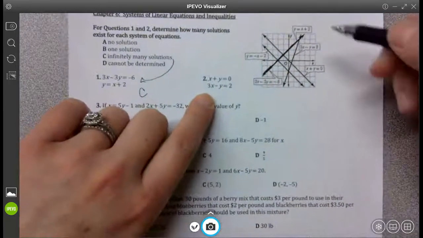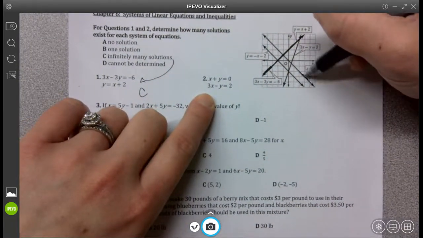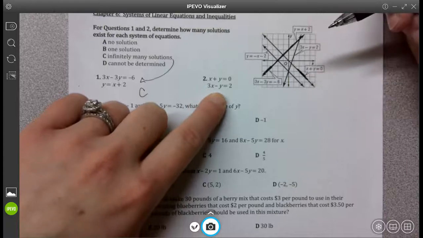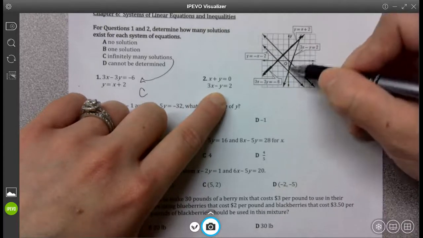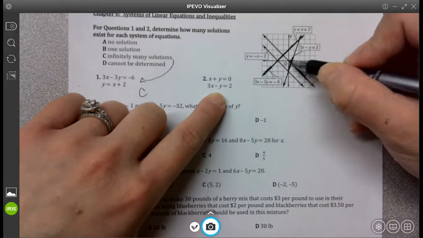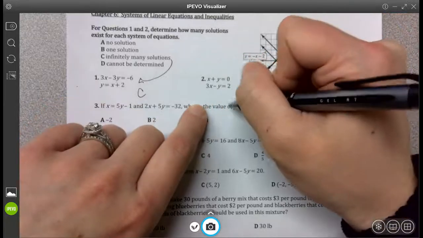And here we have x plus y equals 0. It's this line. And 3x minus y is 2. They'll intersect at one spot, so they have one solution.